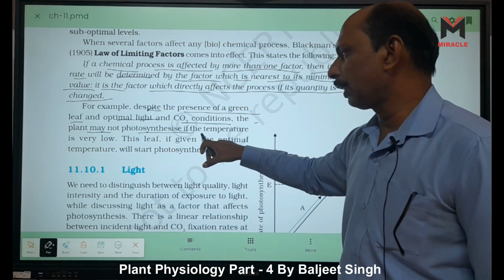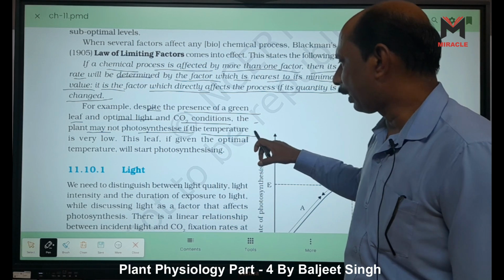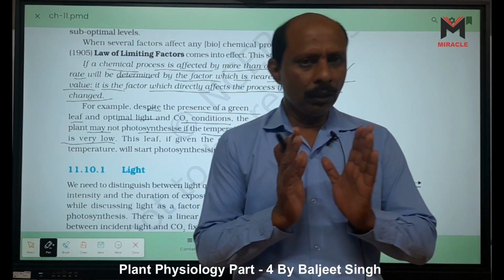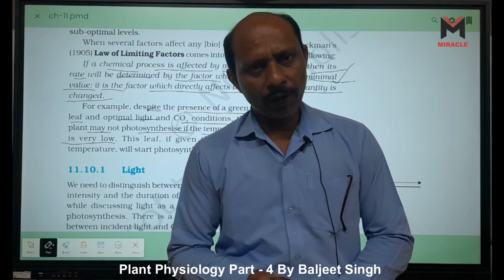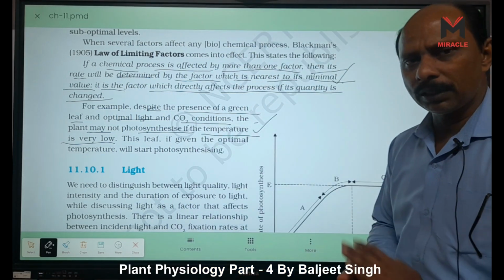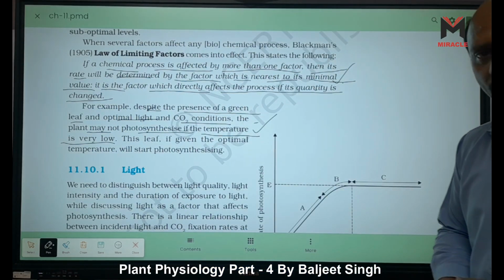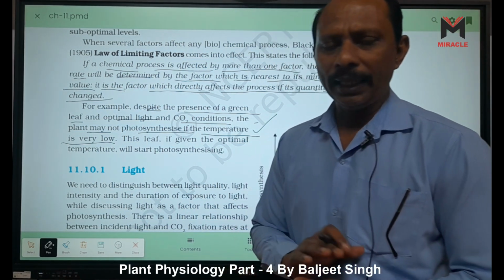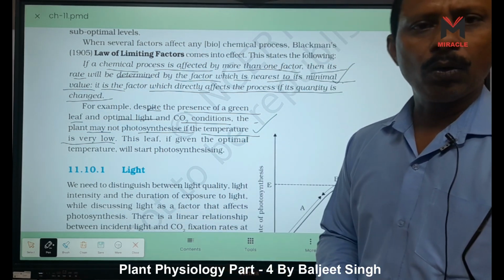not photosynthesize if the temperature is very low, because we know C3 plants need 20 to 25 degrees centigrade and C4 plants need 30 to 40 degrees centigrade. If temperature is low, below 0 degrees centigrade, what happens? The enzymatic reaction stops. What happens? No photosynthesis here.